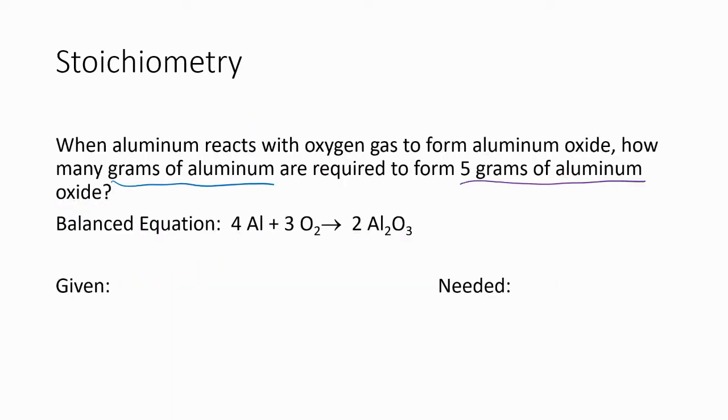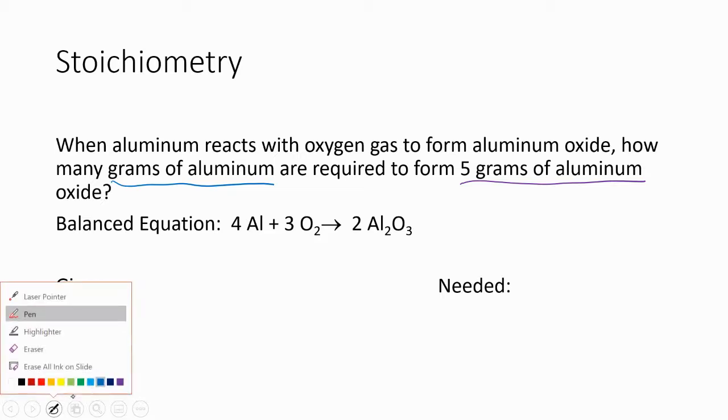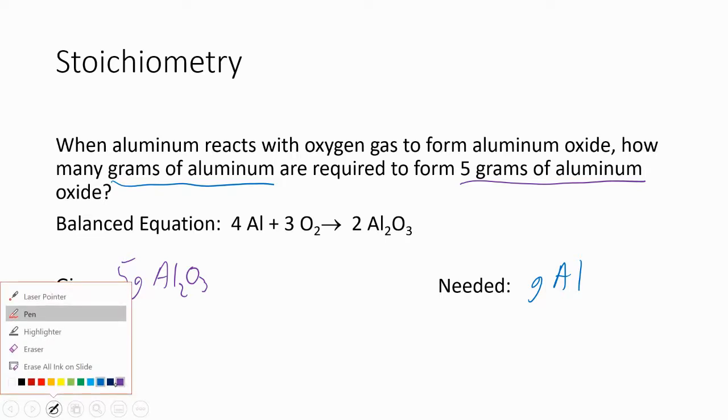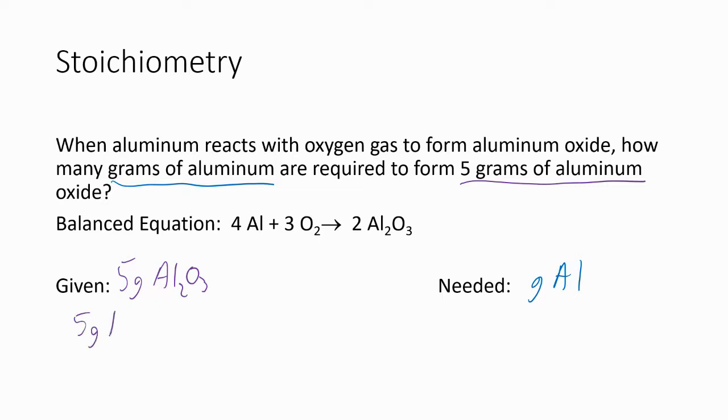So we got more steps here. We're going to start with 5 grams of aluminum oxide, and we're trying to go to grams of aluminum. And in order for that to happen, we're going to use that periodic table. So let's start with our 5 grams of aluminum oxide.